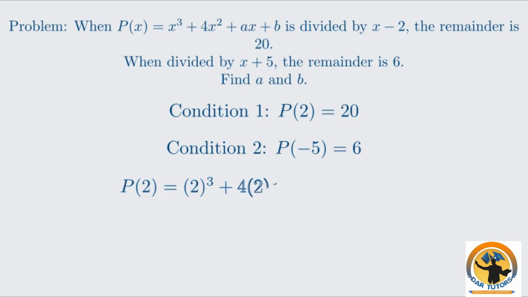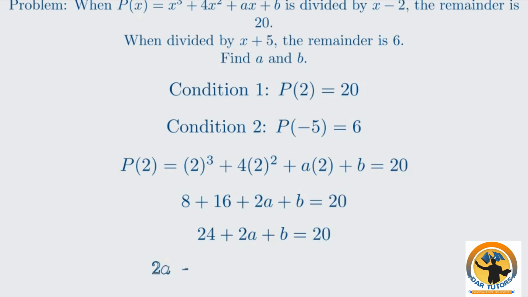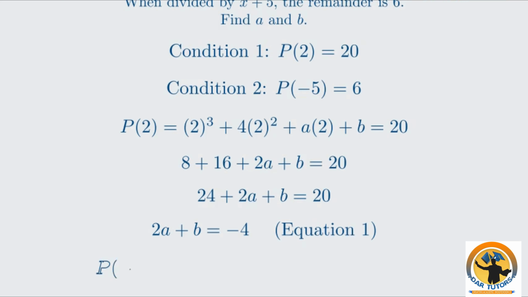This gives us 2 cubed plus 4 times 2 squared plus a times 2 plus b equals 20. Simplifying this, we get 8 plus 16 plus 2a plus b equals 20, which simplifies to our first linear equation, 2a plus b equals negative 4. Now for the second condition, we substitute x equals negative 5 into p of x and set it equal to 6.